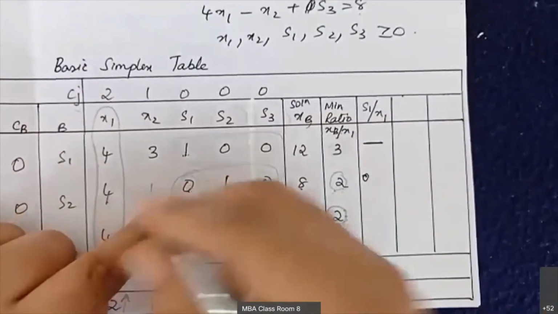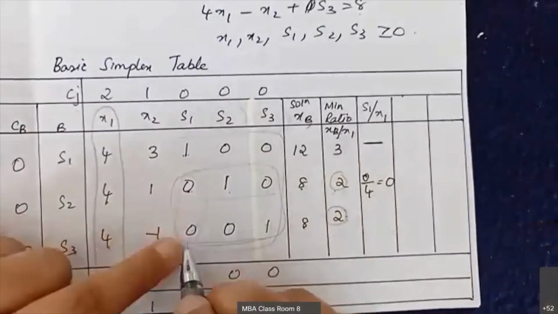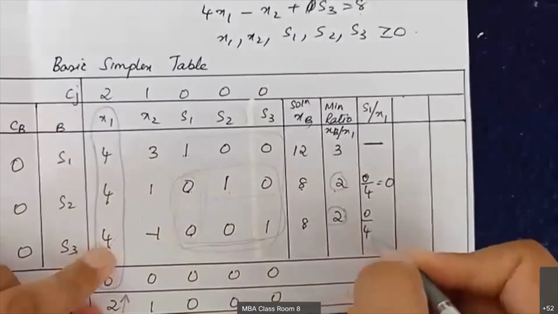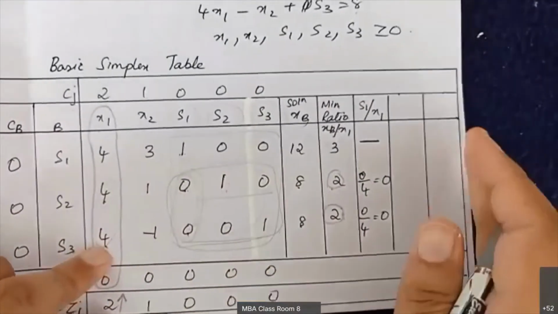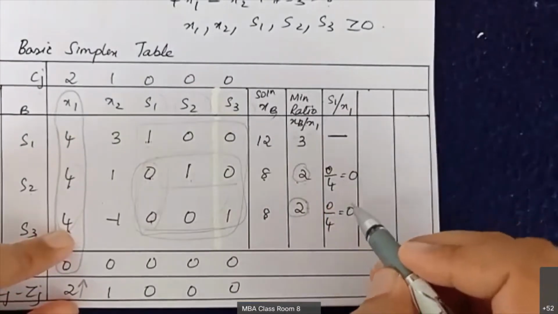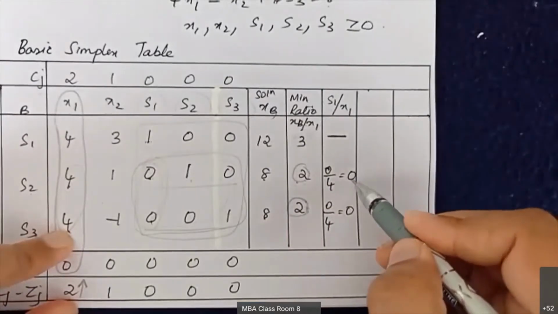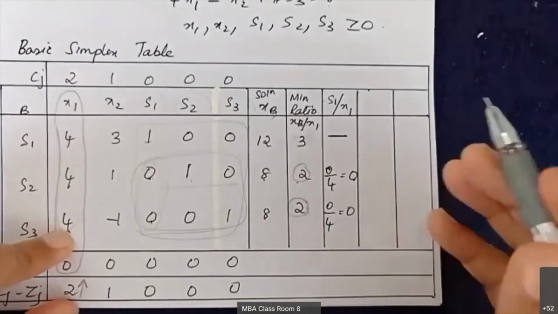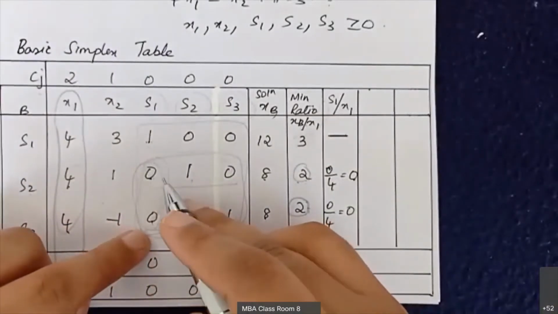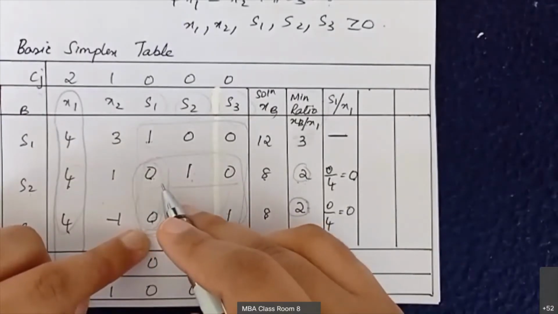So 0 divided by 4 is 0. Again here, 0 divided by 4, I have 0. Now what happened? Again I am not able to decide, because again I have the values 0 and 0. So again I am not able to decide which is going to be the leaving variable, so I have to repeat the same step. The first column I have already considered. Since I was not able to decide which is going to be the leaving variable, there is a tie again.